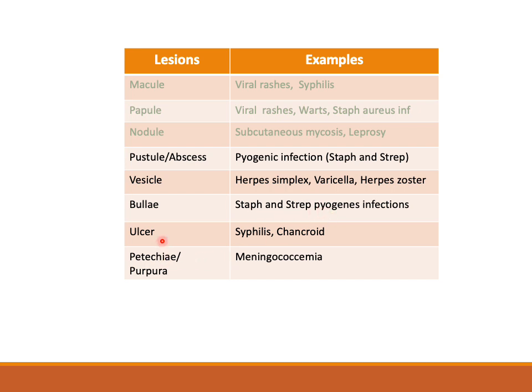The ulcer is seen usually in syphilis and in chancroid. Both of these are sexually transmitted infections, so oftentimes the ulcers are seen in the genital areas, although they can also be seen in other sites. The hemorrhagic manifestations like petechiae, purpura and ecchymosis are seen in meningococcemia. Sometimes you can see petechiae in patients with dengue infection. Meningococcemia is caused by a bacterium we call Neisseria meningitidis.